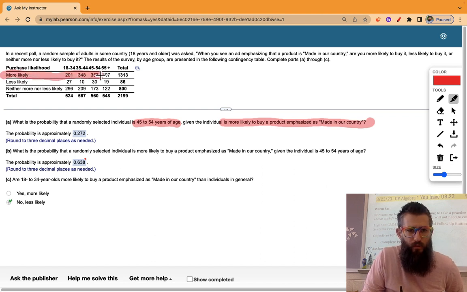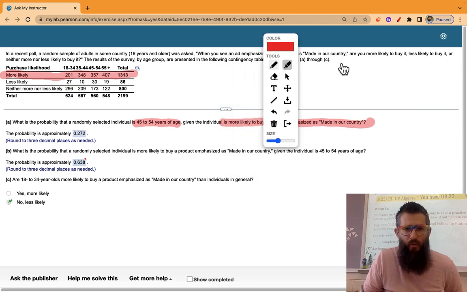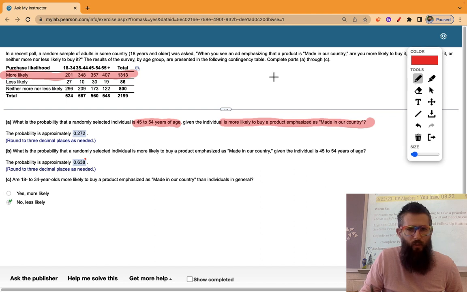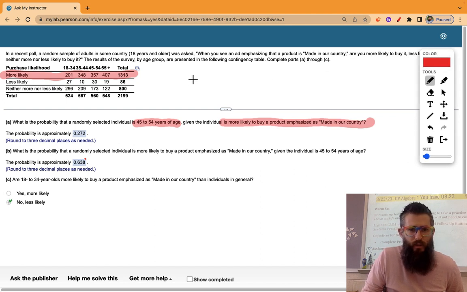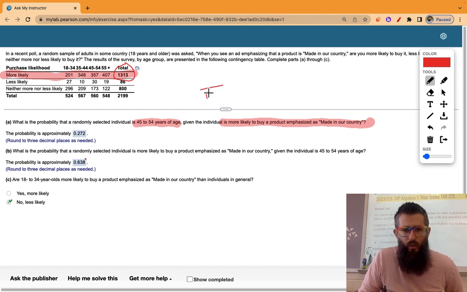So this line item represents all of the people that said they were more than likely to purchase something if it were labeled made in our country. So in this case, the total number of outcomes is going to be 1,013. So what we do when we establish probability, we take the total number of outcomes and put that in the denominator and divide the desired outcomes by that quantity. So in this case, the desired outcome is 45 to 54, which gives us 357.